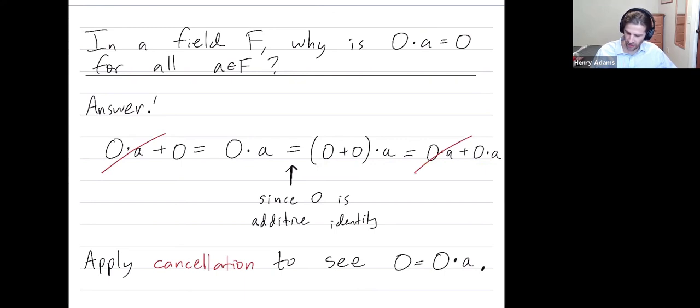Okay, and then at that point, you have one copy of 0 times A is equal to the sum of 2 copies, and you could use cancellation to get that the additive identity 0 is equal to 0 times A. Questions on that?